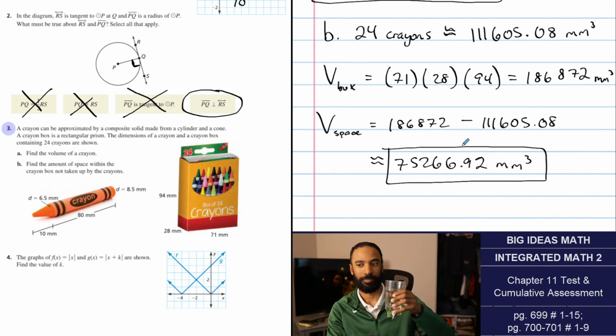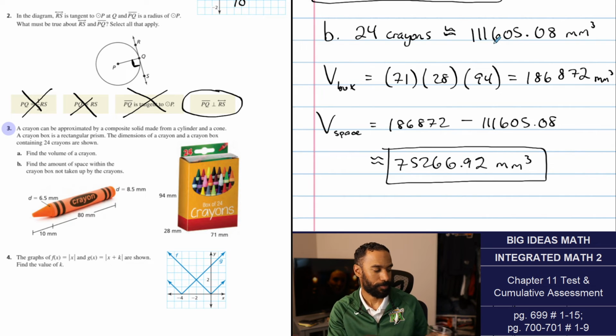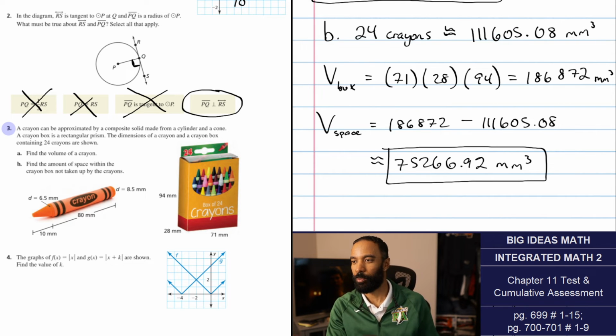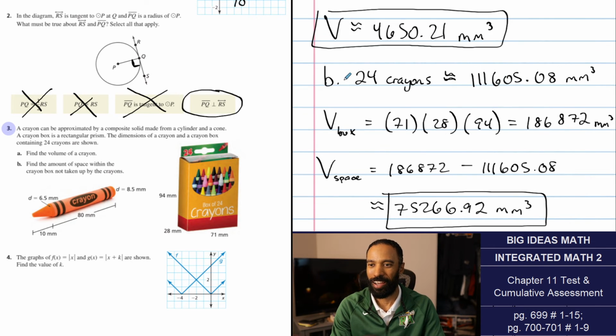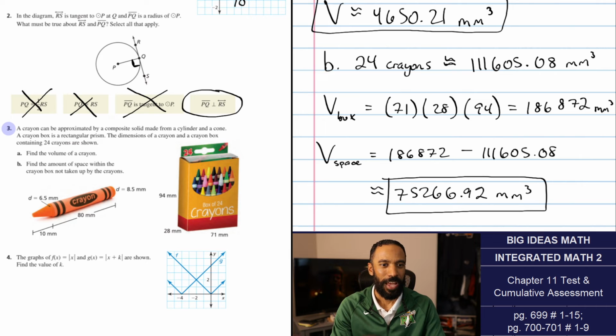Sounds like a lot. But when you compare it to this, it's less. Seems like the reverse would be for a potato chip bag, though, right? This is how much potato chips you get. This is how much empty space there is. So maybe it's a lot, maybe it's not. I don't know. All right, let's go to number 4.